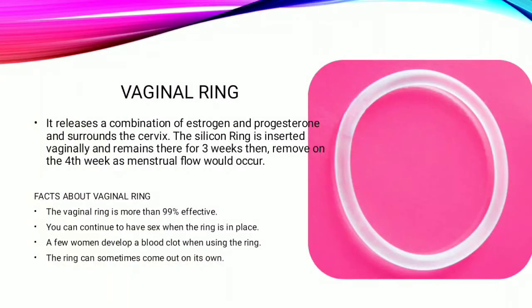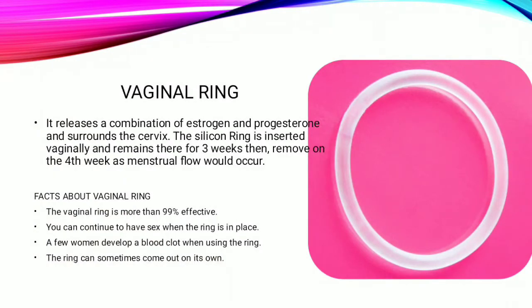The estrogen prevents your ovaries from releasing an egg, while the progesterone thickens cervical mucus to make it harder for sperm to reach the egg. So, facts about vaginal ring. If used correctly, the vaginal ring is more than 99% effective. You can continue to have sex when the ring is in place. A few women develop a blood clot when using the ring, but it is rare. The ring can sometimes come out on its own, but you can rinse it in cold or warm water and put it back in as soon as possible.